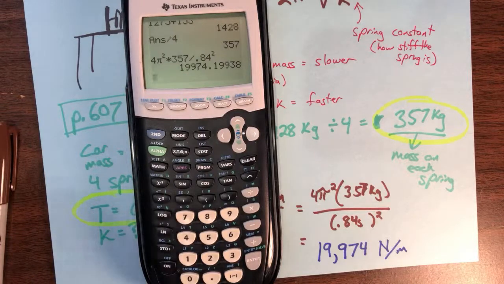Okay, and you can round it off if you want. We legitimately shouldn't have that many significant figures here, but I'm just going to leave it and go with it. Okay, but we have 19,974 newtons per meter, and that's going to be the spring constant for each spring. So we are all done today. Does anybody have any questions before I sign out?